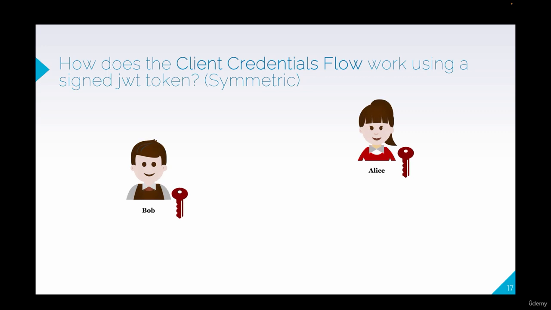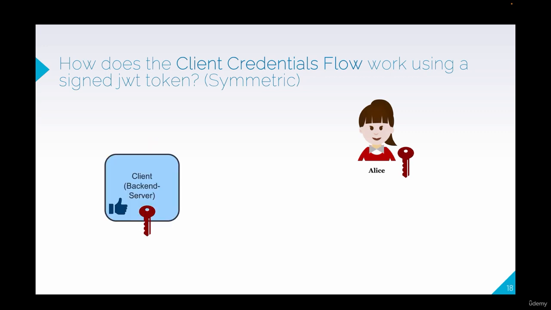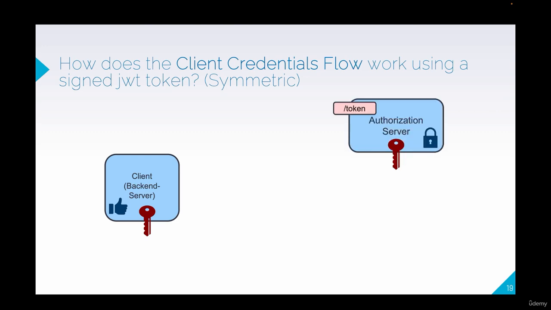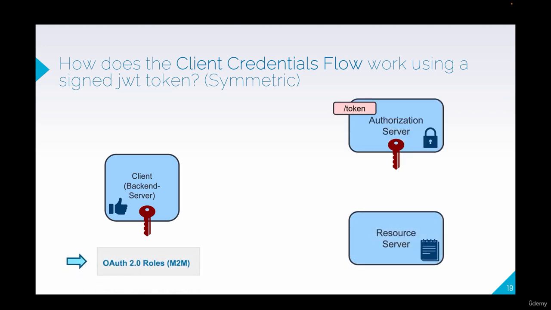Again here, we have Bob and Alice, who both securely stored the shared secret. Bob represents the OAuth 2 client and Alice is the OAuth 2 authorization server. Additionally, we include the resource server to cover all the OAuth 2 roles for the machine-to-machine client credentials flow. Here is how the flow works.